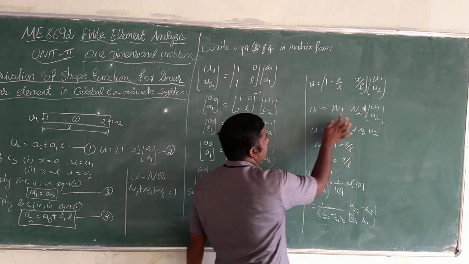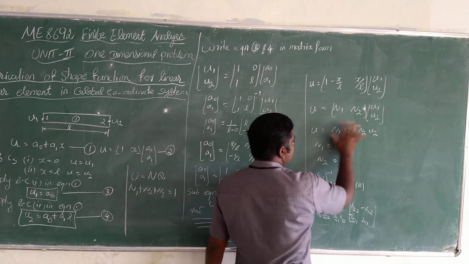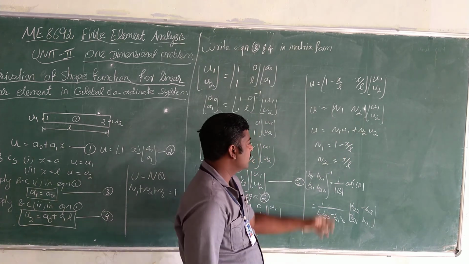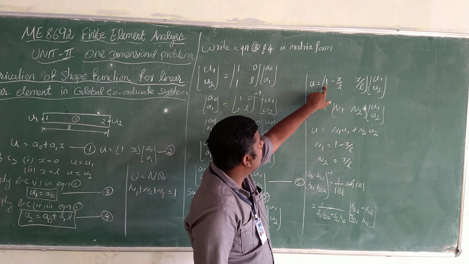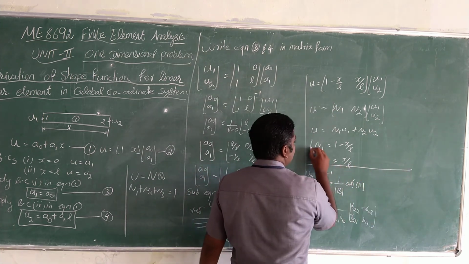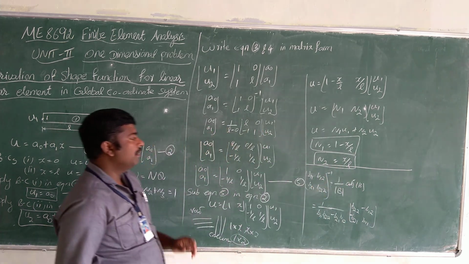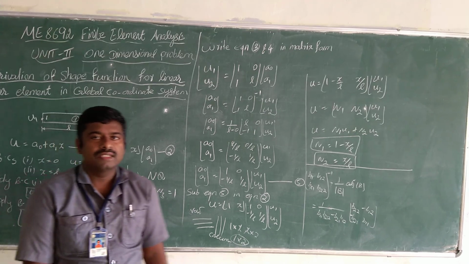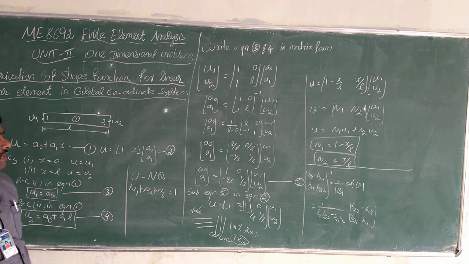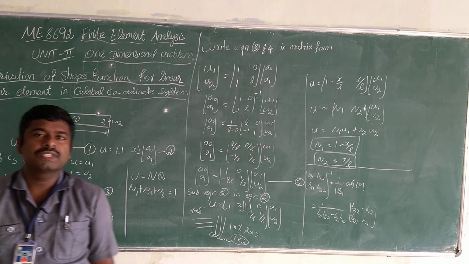So we know u equal to n1 n2 times u1 u2. So u equal to n1 u1 plus n2 u2. This is the interpolation function, where n1 and n2 are the shape functions. So n1 equal to 1 minus x by L, n2 equal to x by L. These are the shape functions for the linear bar element using a global coordinate system. In the next class I will teach the derivation of shape functions for the linear bar element using a natural coordinate system. Thank you.